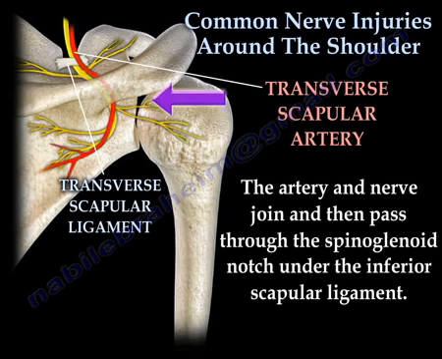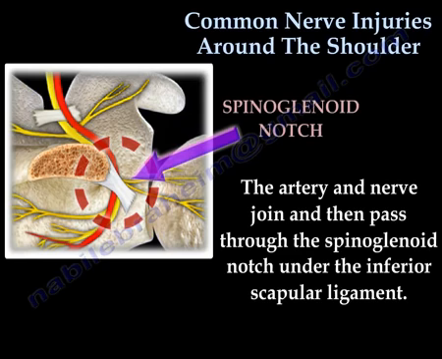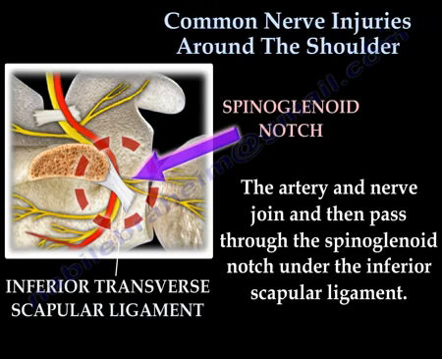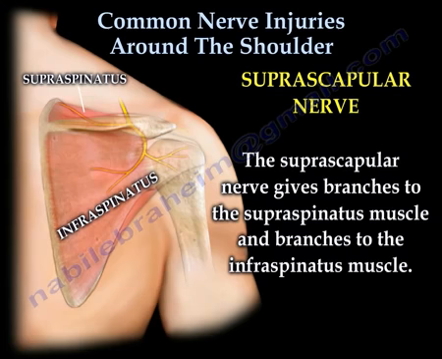The artery and nerve join and then pass through the spinoglenoid notch under the inferior scapular ligament. The suprascapular nerve gives branches to the supraspinatus muscle and infraspinatus muscle.